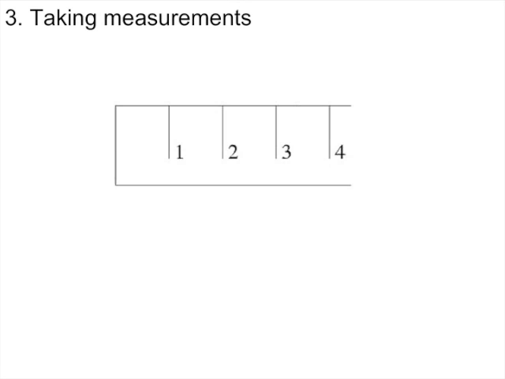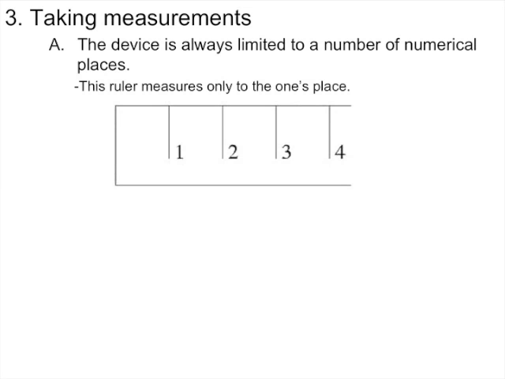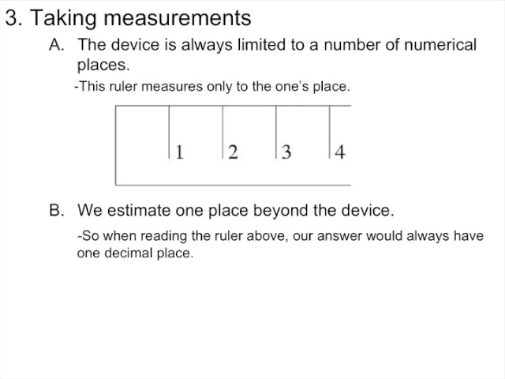Pay close attention to this. We've got some new rules for measuring stuff. Whatever device you're using, ruler, graduated cylinder, balance, it's always limited to how many places it gives you. We are always going to estimate one place beyond.